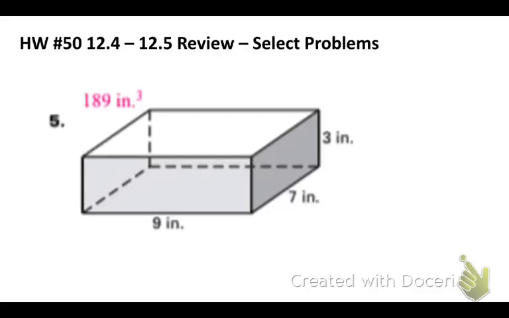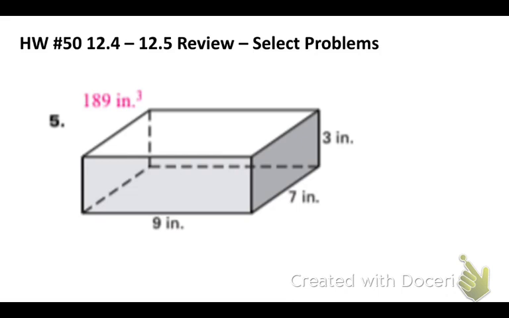Hi everybody. So on homework number 50, which is the review for 12.4 to 12.5, I said that there would be some problems that I would do on a video. They aren't the actual homework problems, but they're ones that are similar, just to give you an example of how these things are done. They're all having to do with the volume of either a right prism, a right cylinder, or a cone, or a pyramid, all of those things that you studied up to this point.